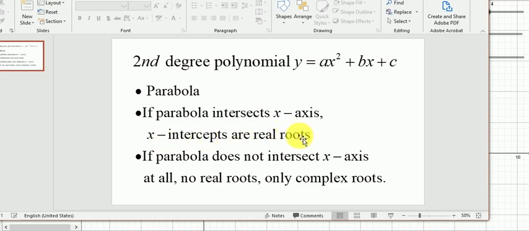If the parabola intersects the x-axis, the point where it intersects is called the root. That intercept on the x-axis is called the root. Now if the parabola does not intersect the x-axis, then that quadratic expression will have no real roots. In fact, it will have complex roots.